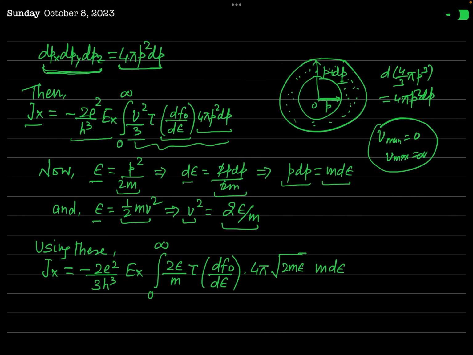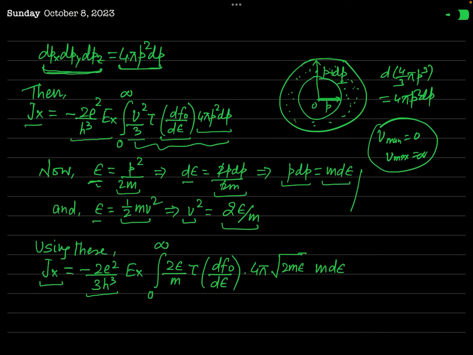Okay, only one variable, and classically the energy of the electron will also have minimum value 0 and maximum value infinity. So the limits will remain the same. You can check it from here: when p is 0, epsilon will be 0, and when p is infinity, epsilon will be infinity. So the limits remain the same. Okay, so after substituting these, the expression for Jx will now look like this.